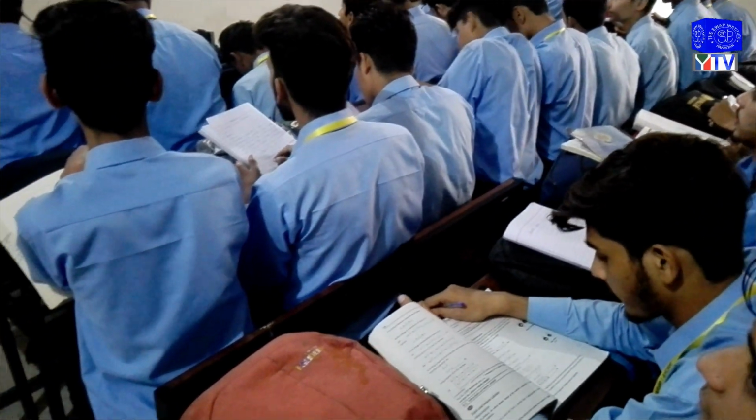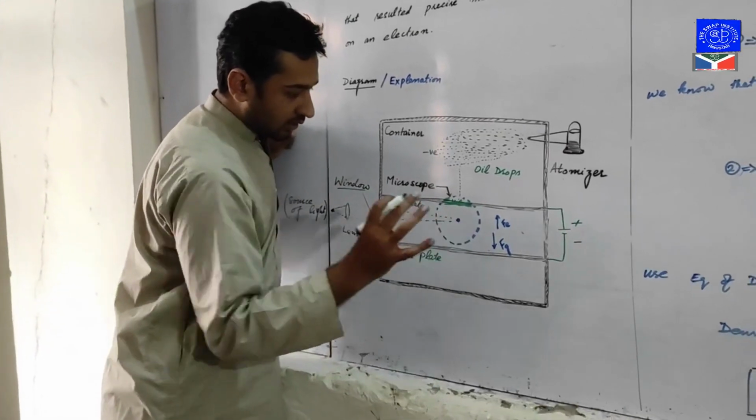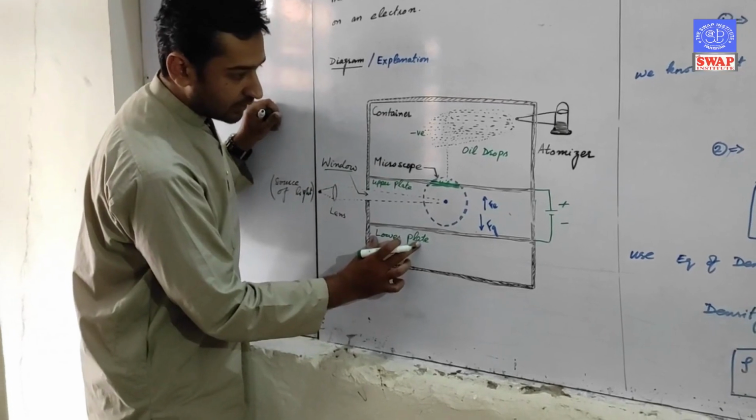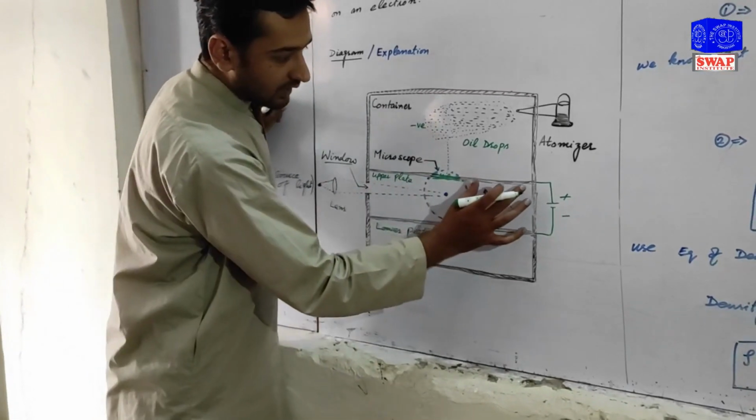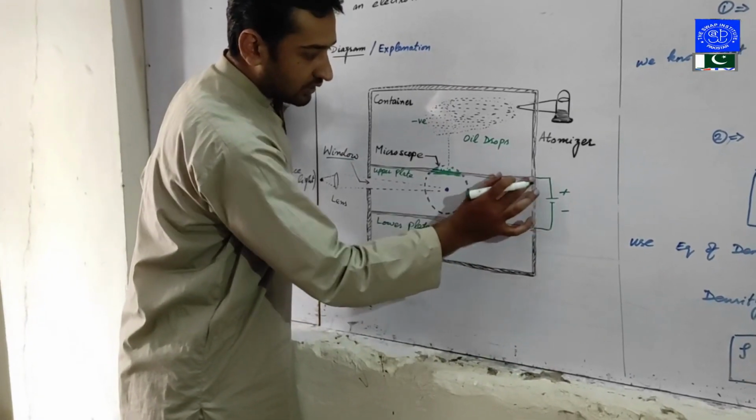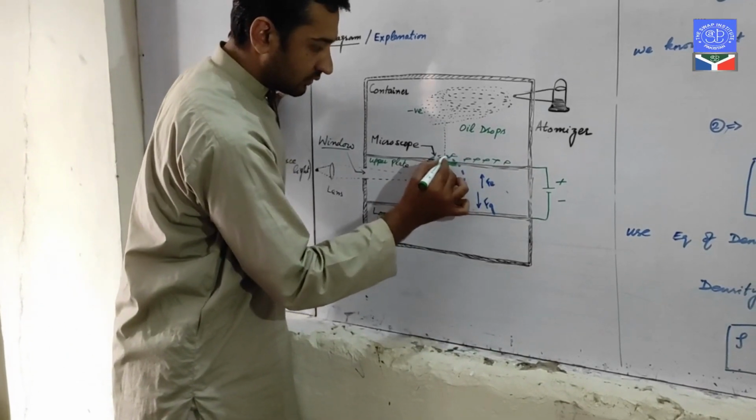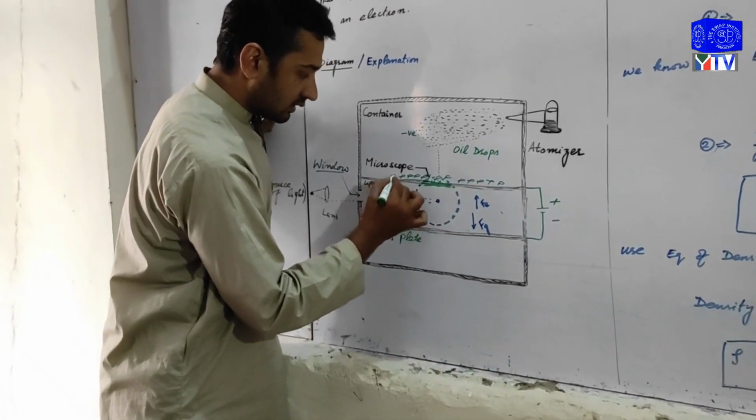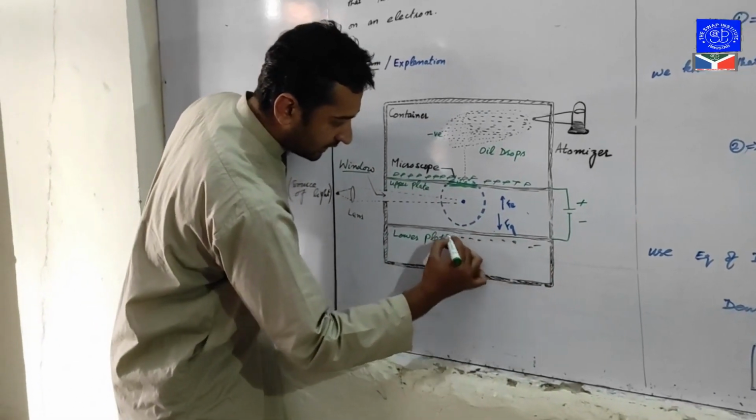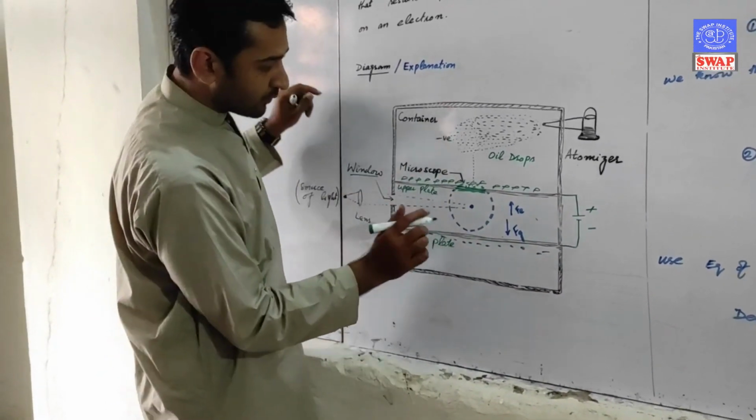This one is the microscope, which watches this droplet on the upper side, and this one is the upper plate and this one is the lower plate. These two plates are attached with the battery. These are positively charged, and this one is the negatively charged plate. So this behaves like a capacitor pair.